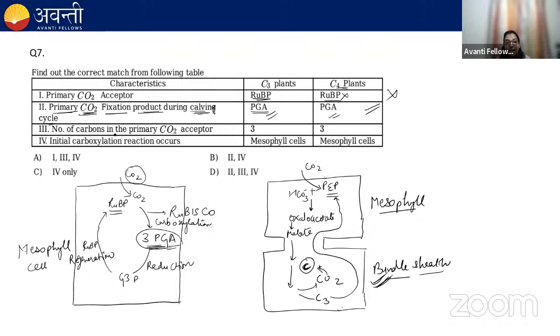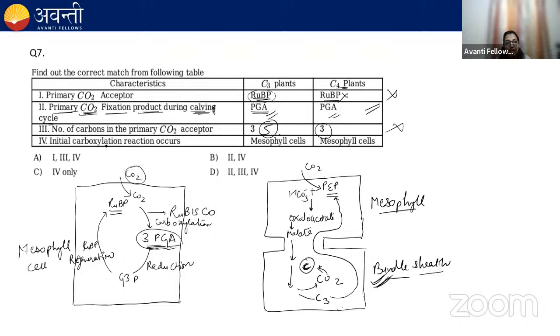Third says the number of carbon in the primary CO2 acceptor. In C3 plants we know that RuBP is the primary CO2 acceptor, but it's not 3 carbon, it's 5 carbon. And in C4 plant, phosphoenol pyruvate is the primary CO2 acceptor and it is 3 carbon, but the RuBP is 5 carbon, so this is wrong.